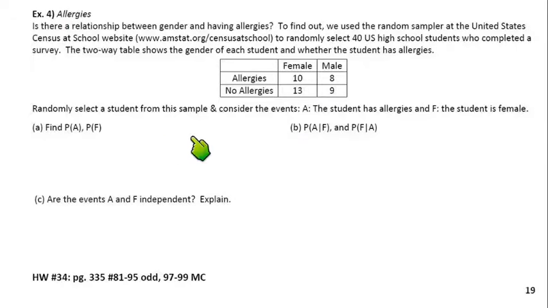And it says randomly select a student from the sample and consider the events A, the student has allergies, and F, the student is female. So to help us with all three of these probability questions, let's go ahead and complete this two-way table and add the total row and the total column. So the total number of females, 23, total number of males, 17, and then the total rows here. So total number of kids with allergies, that's 18, and then no allergies, that's 22. And then our table total down here, the overall total, that should add up to 40.